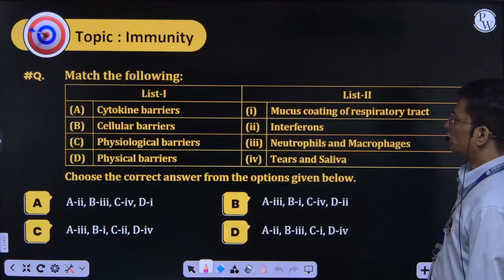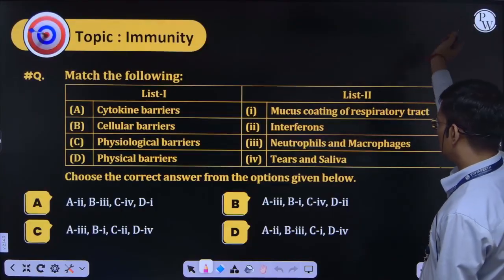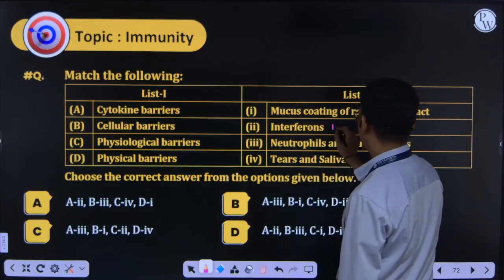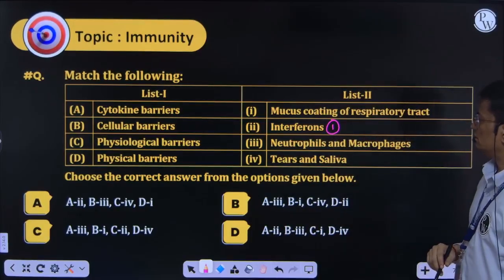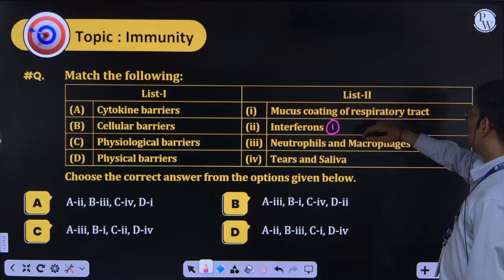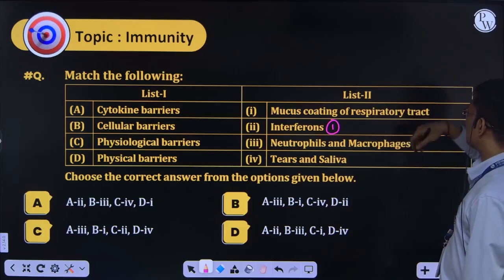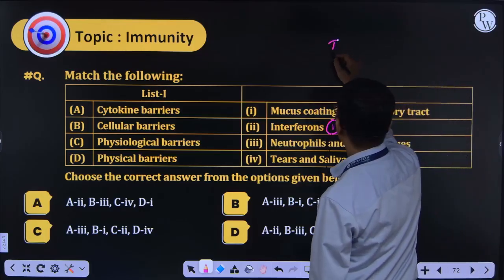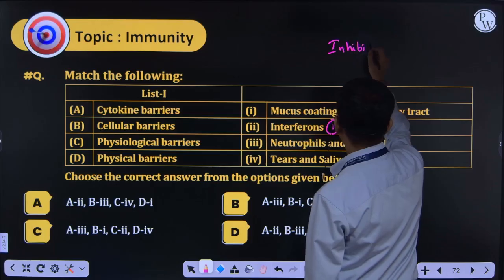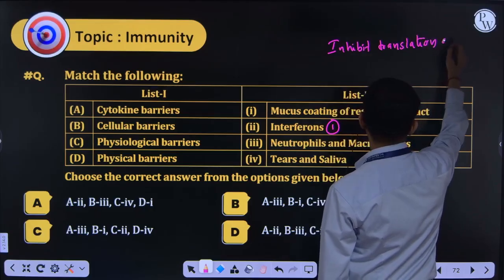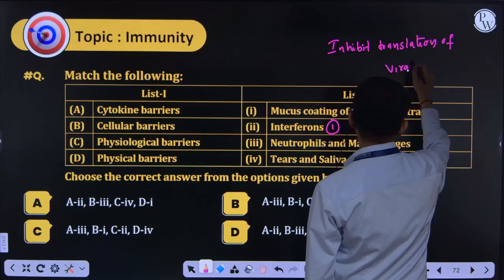Next one. Cytokine barrier. Virus-infected cells will secrete some cytokines called interferons. This will not allow the virus to attack the other, neighboring cells, because in these neighboring cells, translation-inhibiting proteins will be produced. It will inhibit translation of viral proteins, so viral proteins will not form.